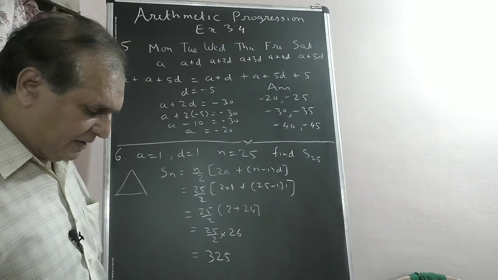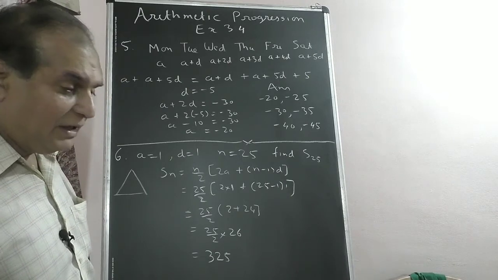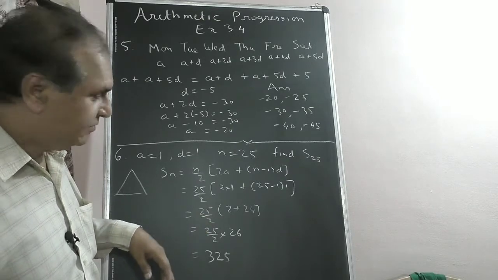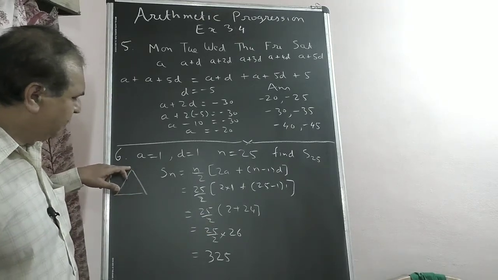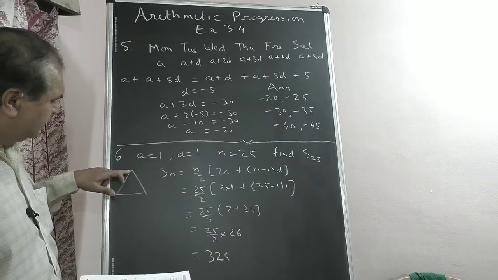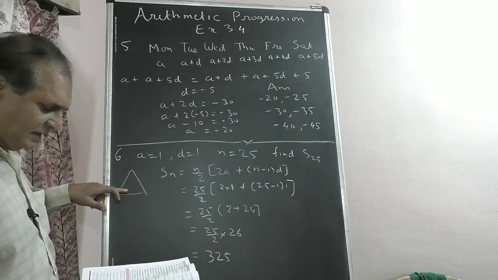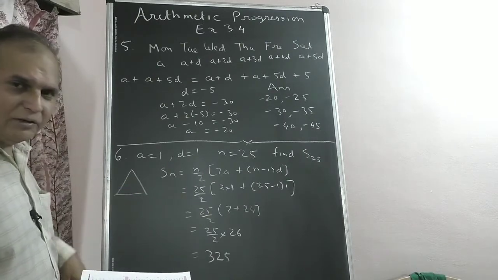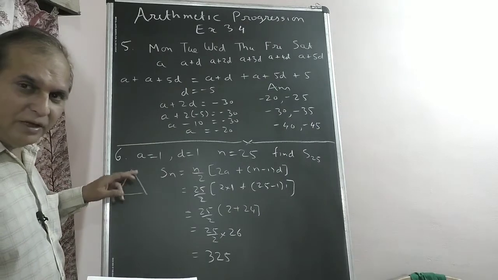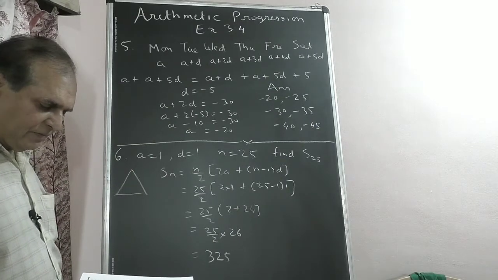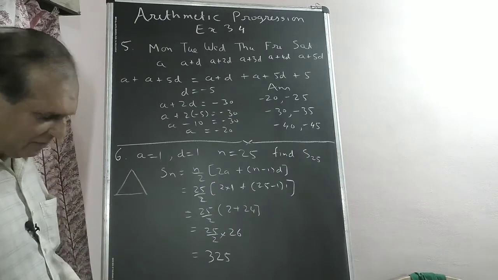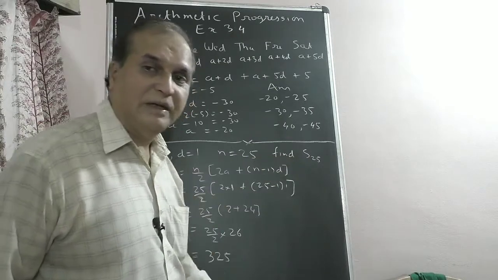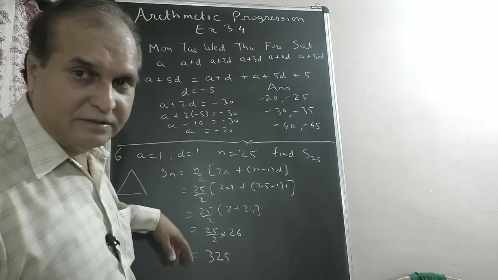Sixth, the last sum of 3.4. World Environment Day. Okay. A tree plantation program in the shape of a triangle. In the first row there was 1 tree, then 2 trees, then 3 trees, increasing this way, such that there are 25 rows. So in the 25th row there are 25 trees. 1, 2, so A is 1, D is 1. Just find the total number of trees. Very simple sum. Your A is 1, D is 1, N is 25. You have to find S25, the sum of all the trees.